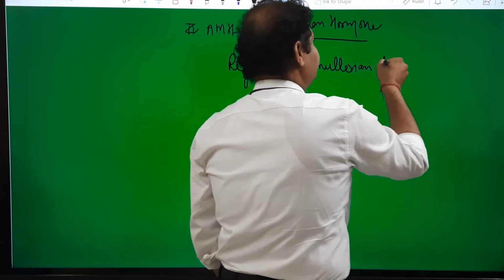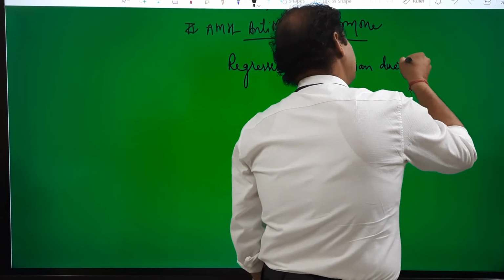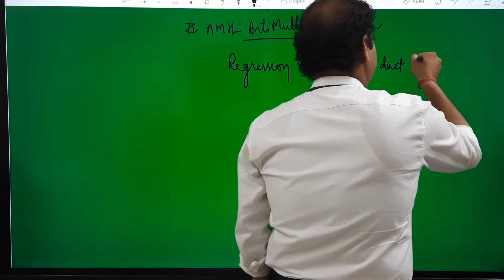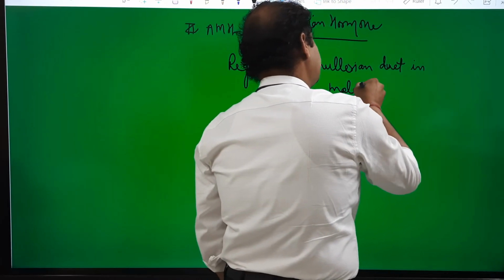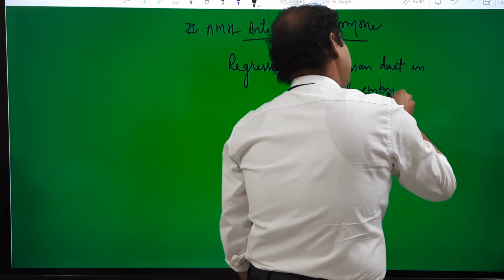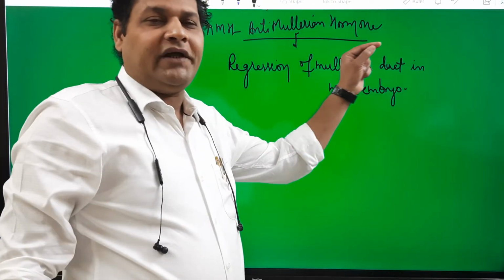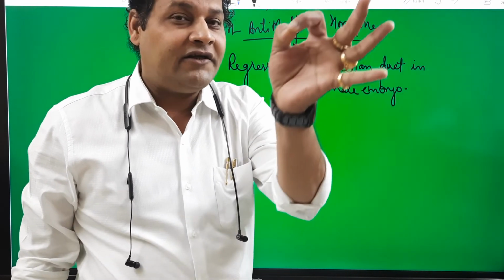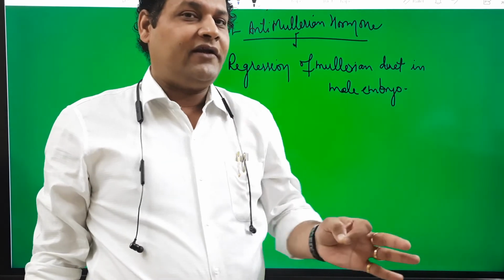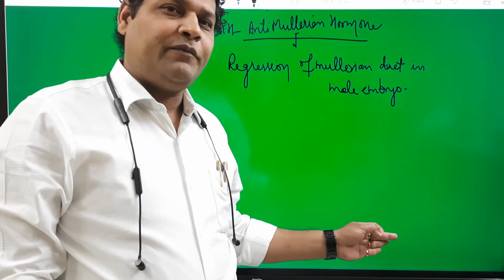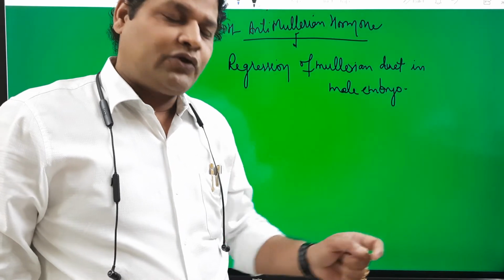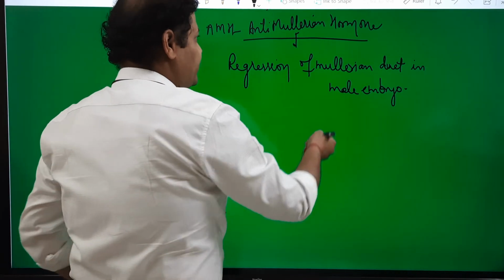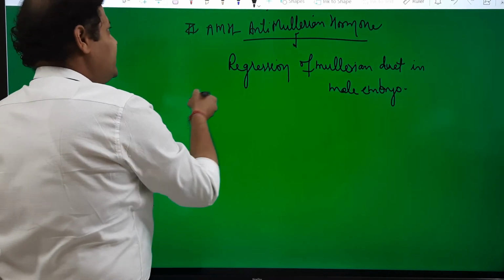It is very interesting that this anti-Mullerian hormone, which acts in the male embryo, is also secreted by granulosa cells in females. So this hormone is very important for regression of the Mullerian duct.